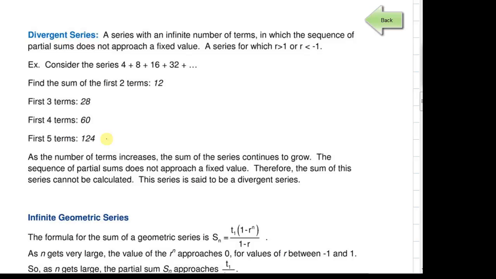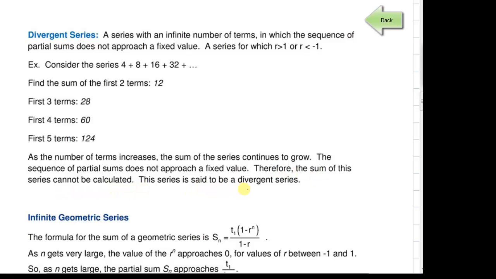Okay, so what do you notice about the numbers? The numbers are getting larger and larger. So the more terms that we add up, the larger our number gets. As the number of terms increases, the sum of the series continues to grow. The sequence of partial sums does not approach a fixed value, because the numbers are getting bigger and bigger. Therefore, the sum of this series cannot be calculated.